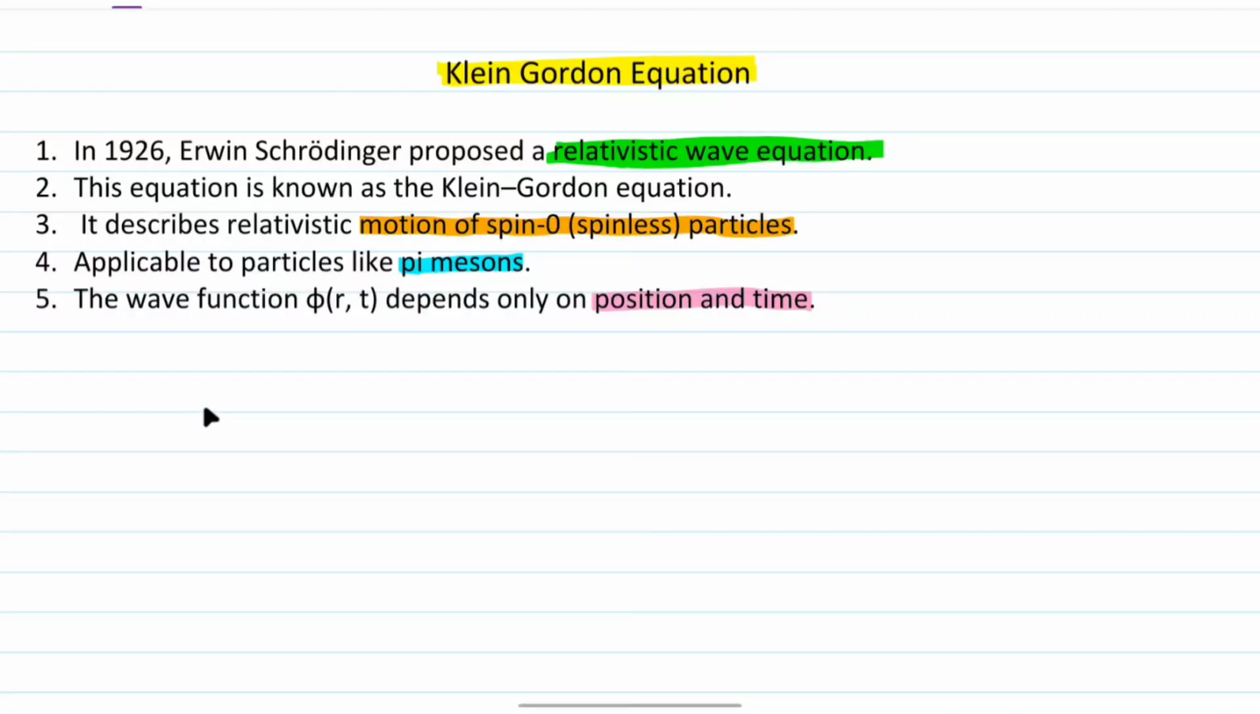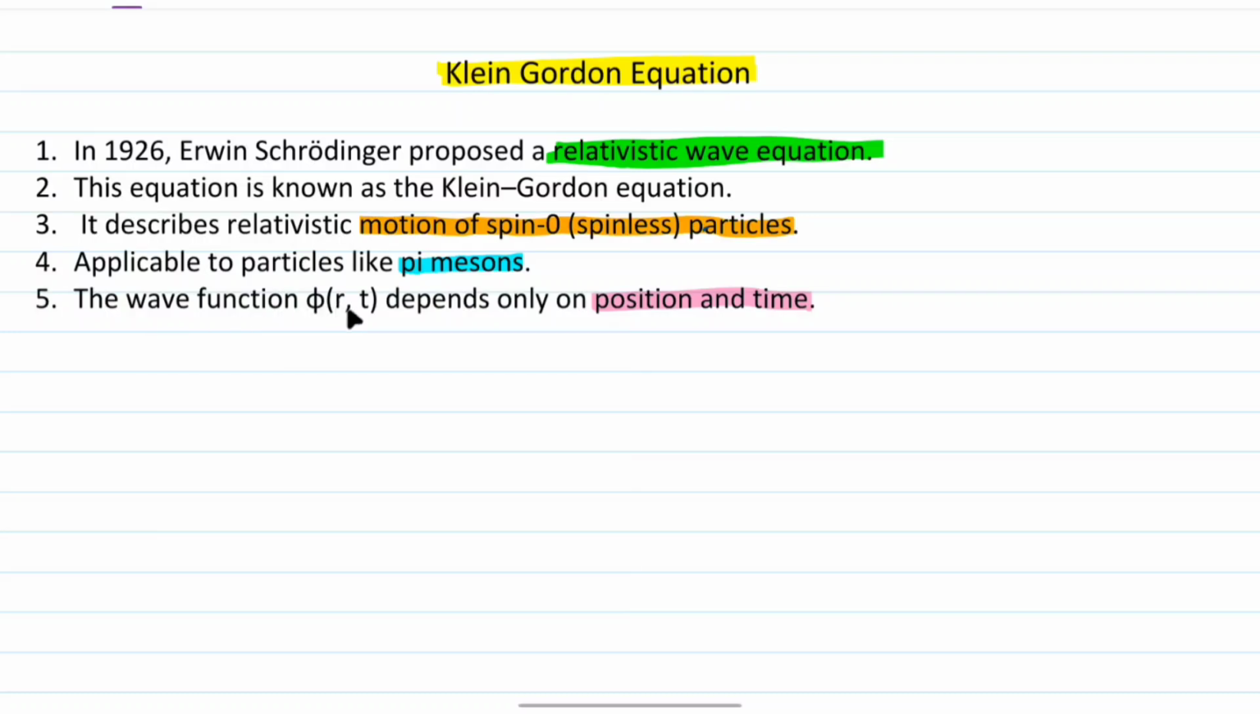Hi everyone, in today's lecture we are going to derive the Klein-Gordon equation. In 1926 Erwin Schrödinger proposed a relativistic wave equation. This equation was known as the Klein-Gordon equation. It describes the relativistic motion of spin-zero or spinless particles, so it is applicable to particles like pi mesons.